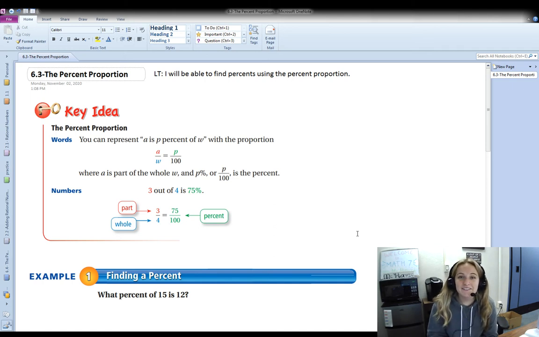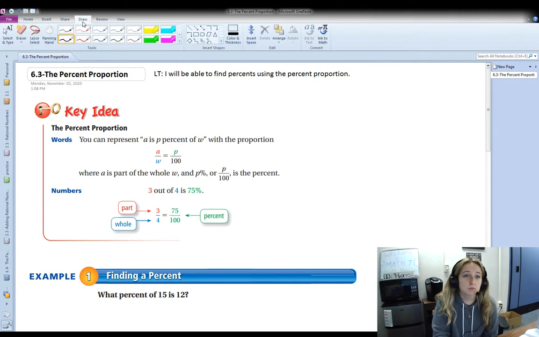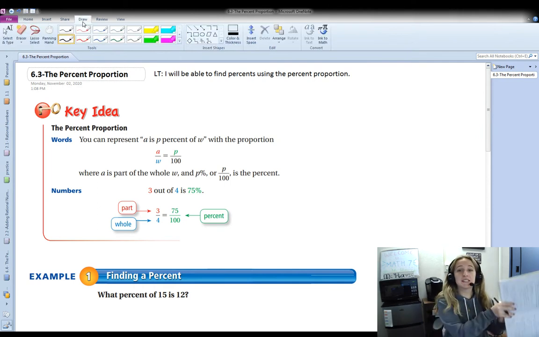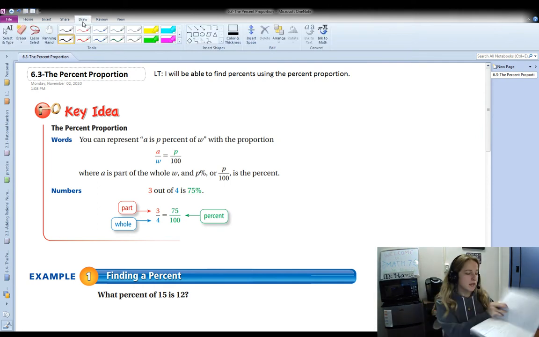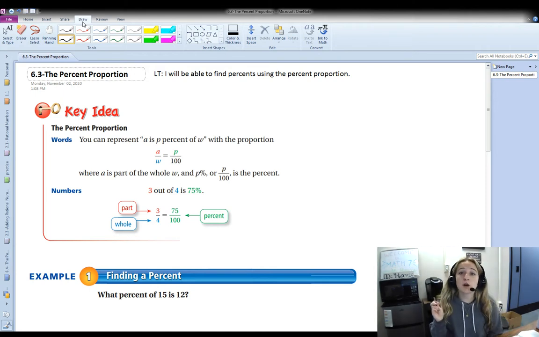Everybody. So today we're going to be talking about 6.3, which is the percent proportion. Before we begin, I want to make sure everybody has their math composition notebook out, a writing utensil out, and that you are writing down everything that is on my screen so you have this in your notes.